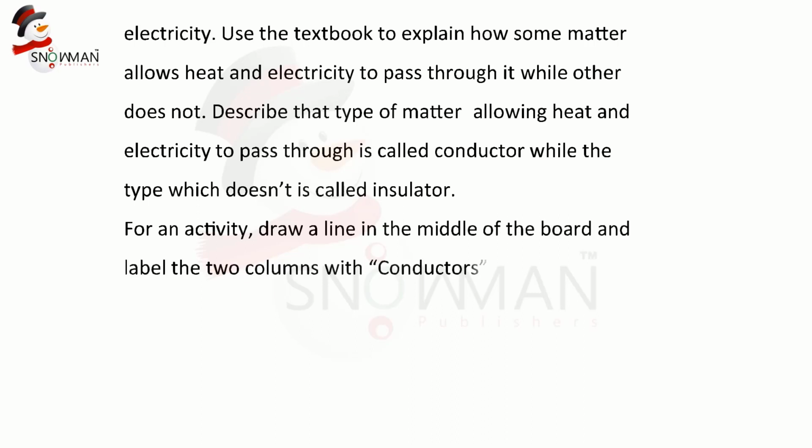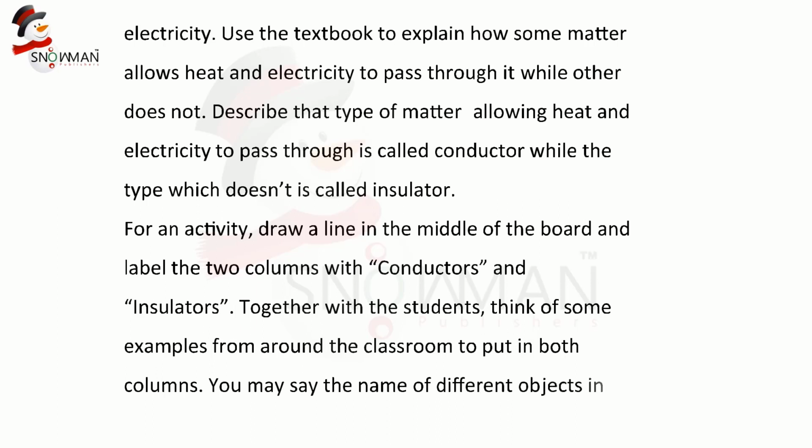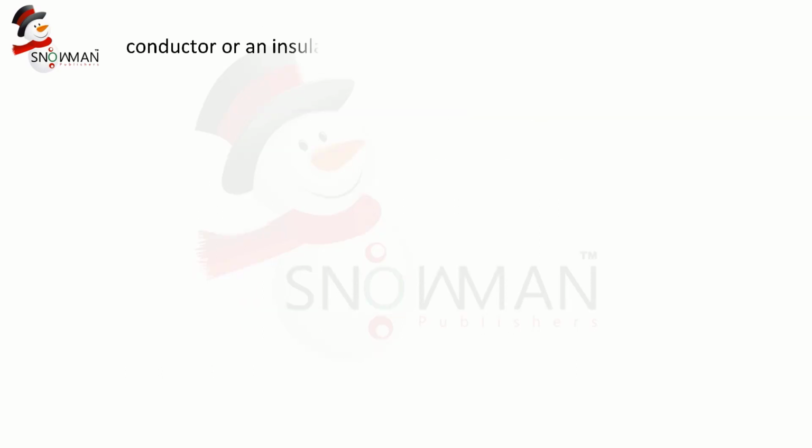For an activity, draw a line in the middle of the board and label the two columns with conductors and insulators. Together with the students, think of some examples from around the classroom to put in both columns. You may say the name of different objects in your surroundings and ask the students to tell if it's a conductor or an insulator.